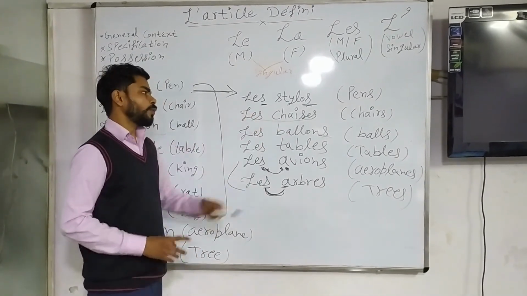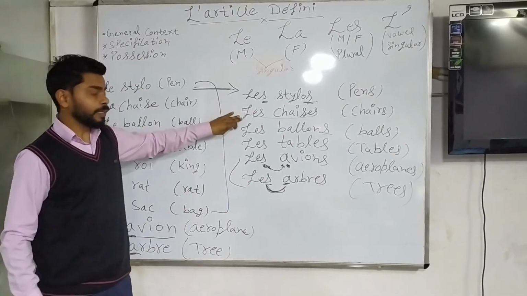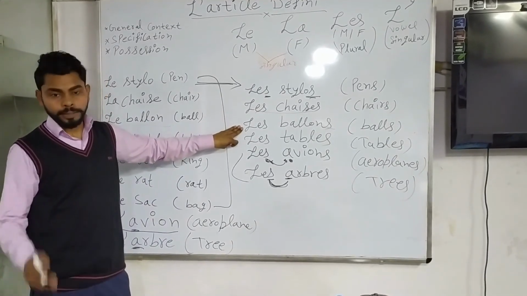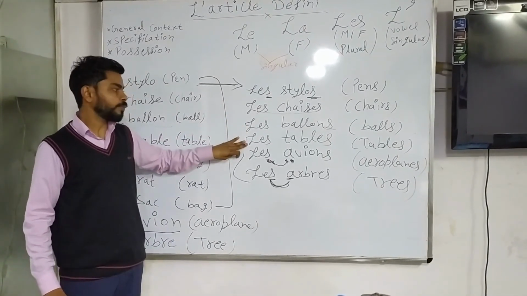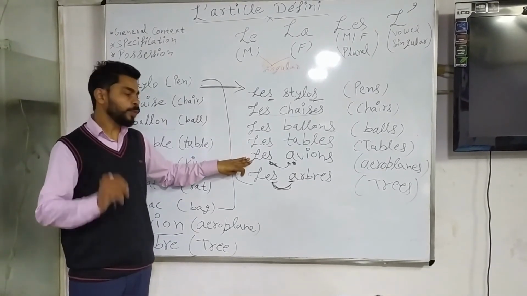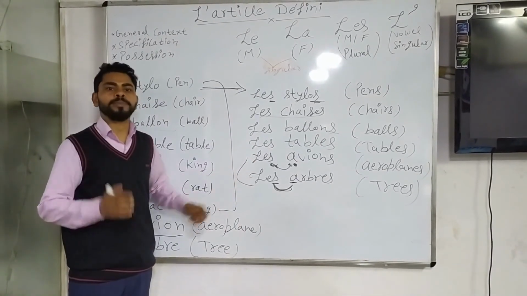So les stylos, let's practice. Les chaises, yes, that's right. Les ballons, les tables, les avions, les arbres. Well done.